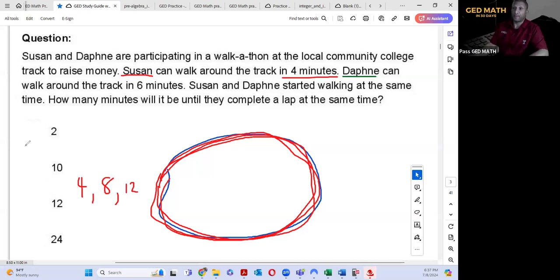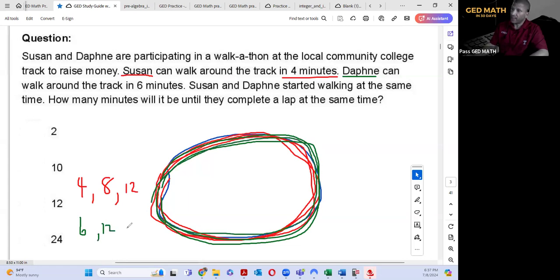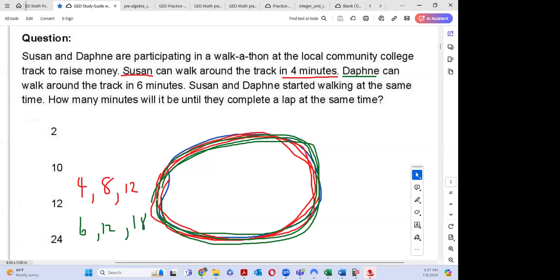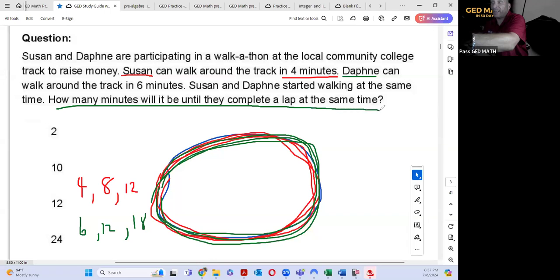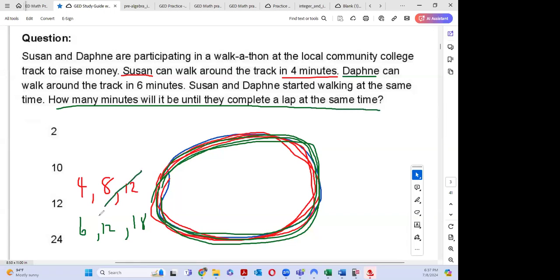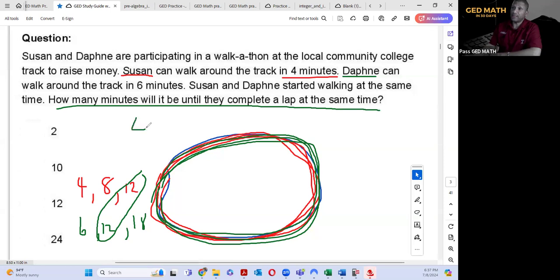Everybody understand that? Daphne's in green. She's a little slower. It's going to take her 6 minutes. She walks around again, 12 minutes. She walks around again, 18 minutes. When are they going to meet at the same point? How many minutes until they complete a lap at the same time? 12. This is a least common multiple word problem.